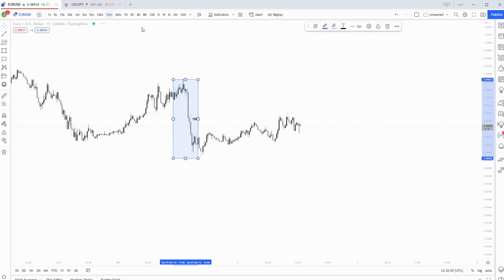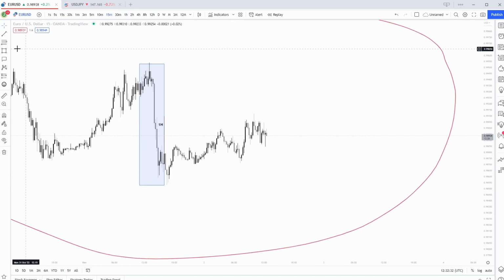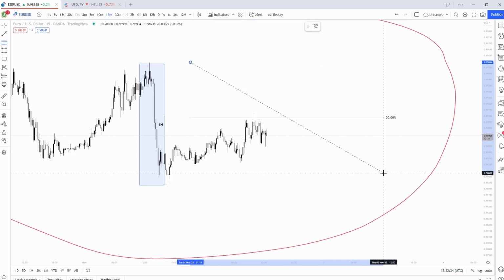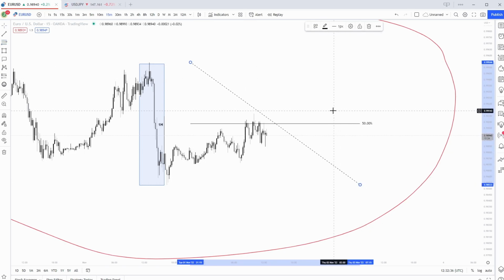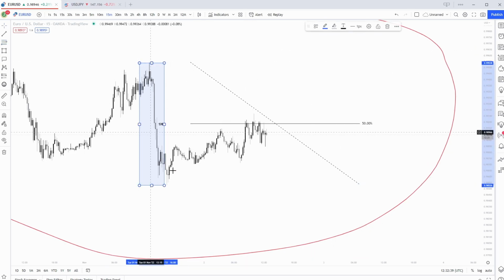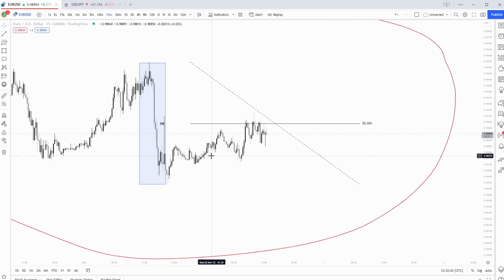We can then go lower again, look inside of this, and look for that premium, which we understand would be in this top 50%. We see that price has just tapped into that premium, so we could be looking, or start looking, for sell positions.